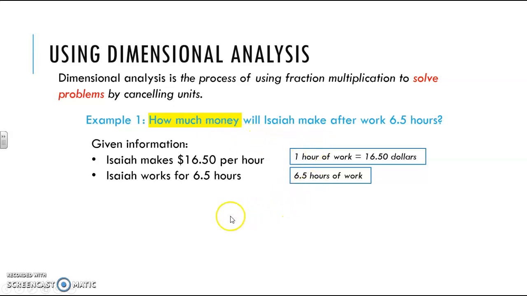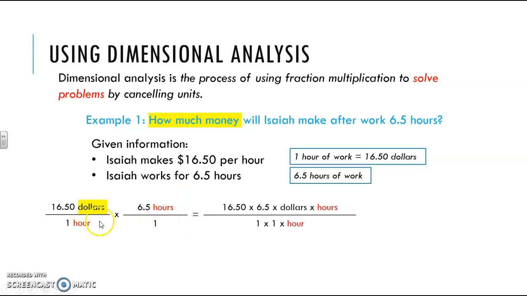So I'm going to set up a fraction that has $16.50 on top per hour of work. And then I'm going to multiply by another fraction that shows that I have 6.5 hours over 1. It's over 1 because we don't have a ratio with 6.5 hours. It's just 6.5 hours on its own, and we put it over 1 just so it looks like a fraction. Then we're going to multiply across. Fraction multiplication, you always multiply the numerators together and the denominators, so we multiply across.